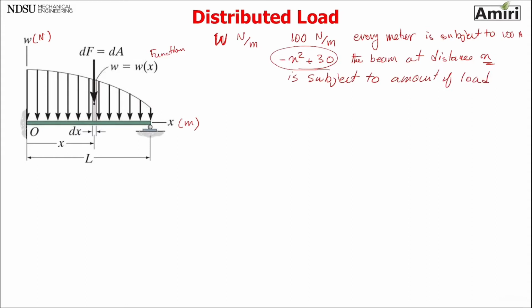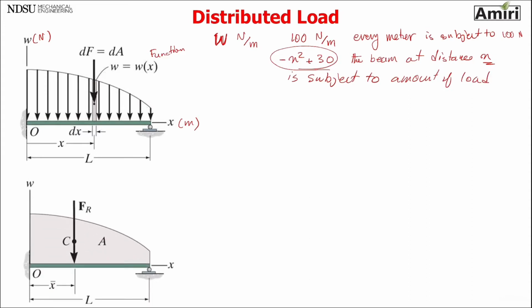Okay, so the goal here is to get rid of this distributed load and just replace everything by one F_R located at a distance which we can call x bar. So this is the goal. The goal is to reduce and simplify, because we know how to handle F_R, a force on a beam, but we don't want a distributed load.